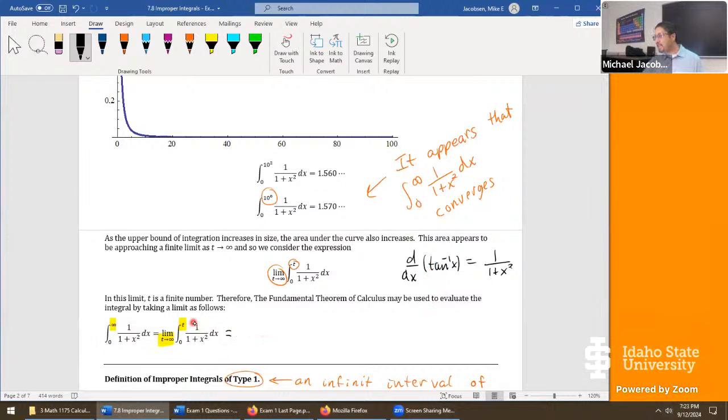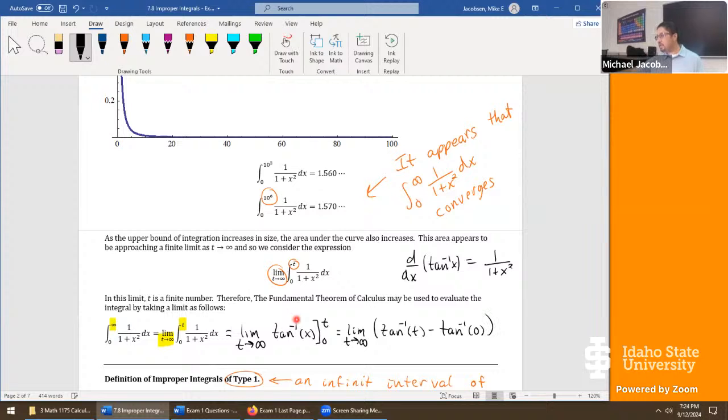Its antiderivative. That means we're taking the limit as t goes to infinity of tangent inverse of x, but it's a definite integral, so we evaluate it from 0 to t. We're on our way with this one. I mean, it is weird, but I should have closed that. There we go. But now just an ordinary evaluation gives the limit as t goes to infinity of tangent inverse of t minus tangent inverse of 0. Tangent inverse of 0 is 0, so that's kind of nice.